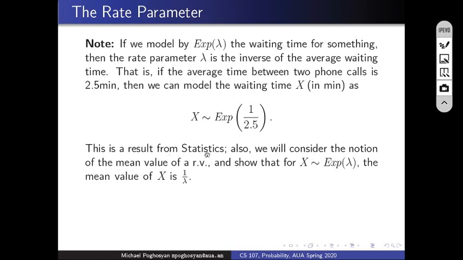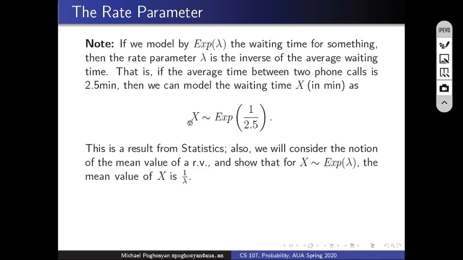This is a result from statistics. Later, when taking that statistics course, you will learn about that. But also we will consider the continuous version of this. What I mean by that, we will consider the notion of the mean value of a random variable.